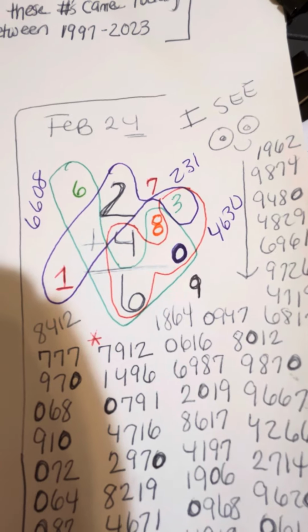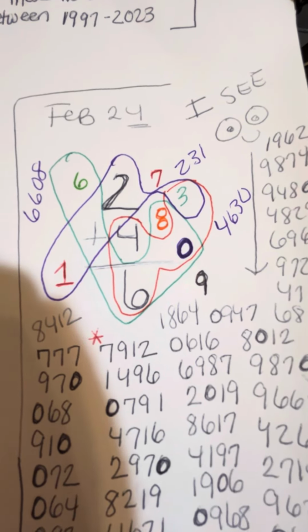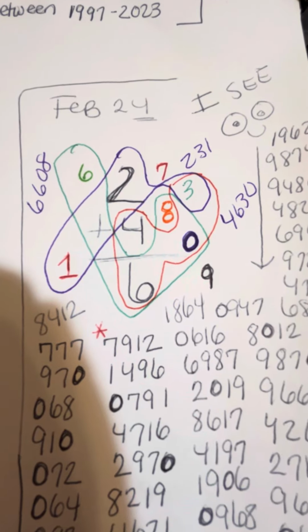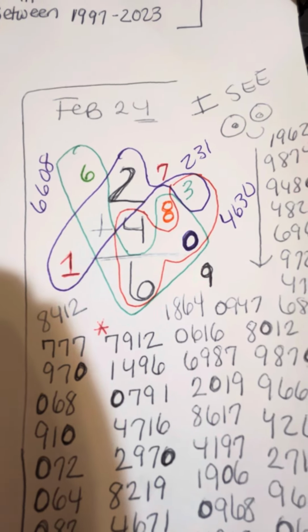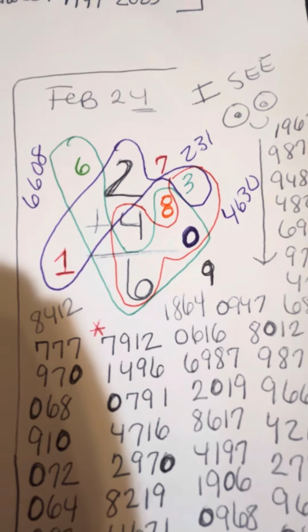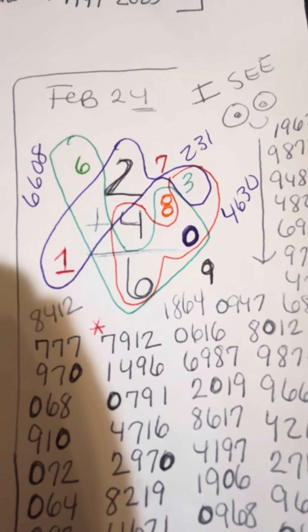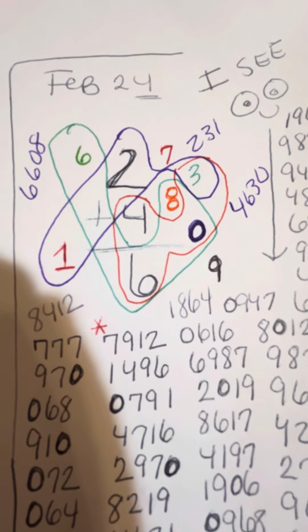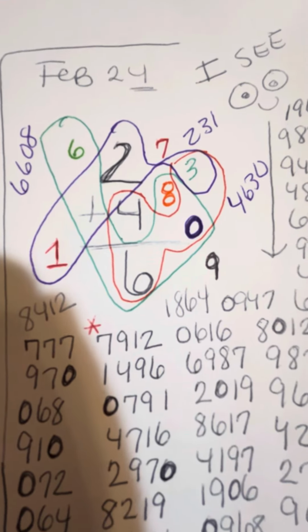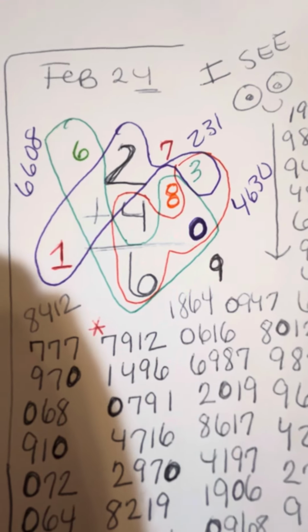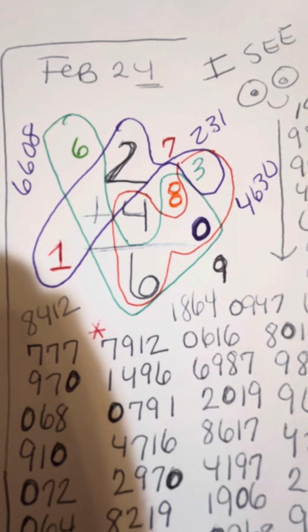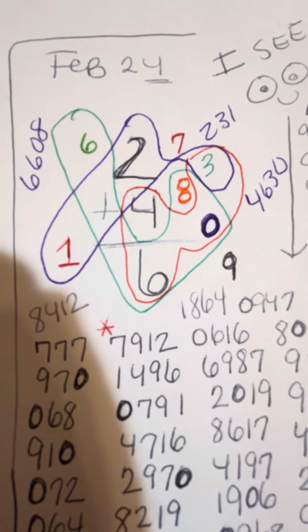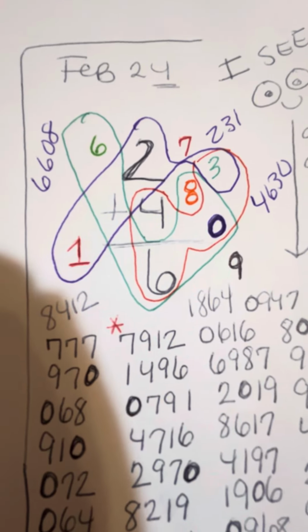So, this is the date that I used, and this is the date that we broke down. Today was February the 24th. That 2 stands for February because it's the second month. The 4 stands for the 24th because on the date, we only use the last digit, which is a 4. So that's why that 2 is there, and that's why the 4 is underneath it. Then you add the 2 and the 4 together, and that gives us a 6. So that's why that 6 is there.